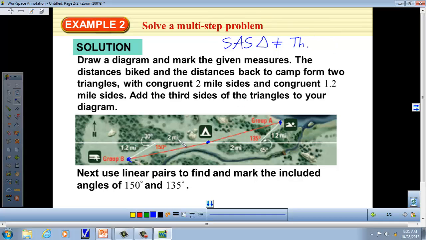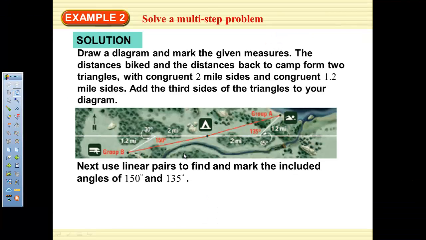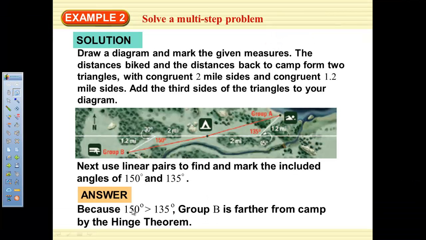So we know that these two sides are equal and those two sides are equal, but the angles are different. 150 is bigger than 135. Therefore, since 150 is the bigger one, we can say that the distance that group B has traveled is longer than the distance that group A traveled. Therefore, group B traveled further, because, again, 150 is bigger than 135.